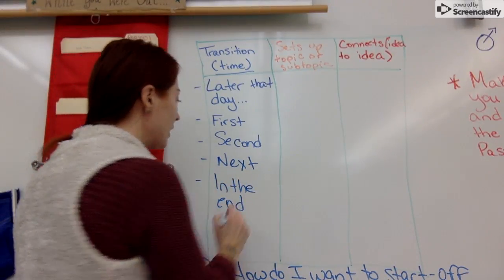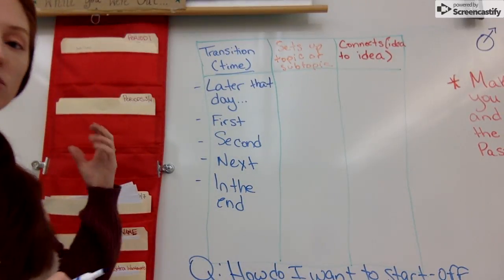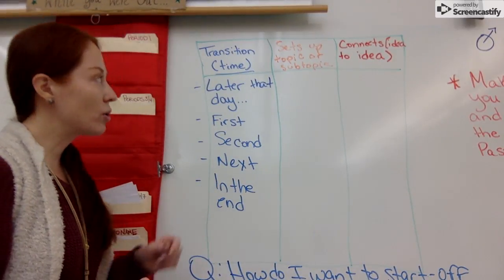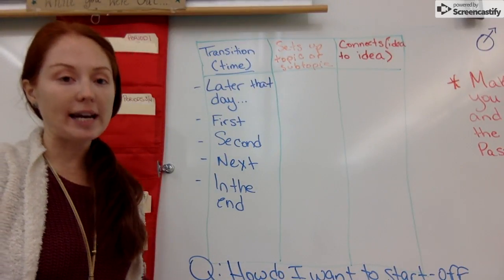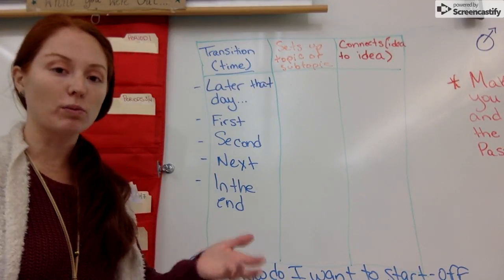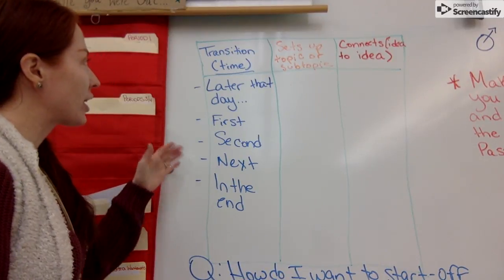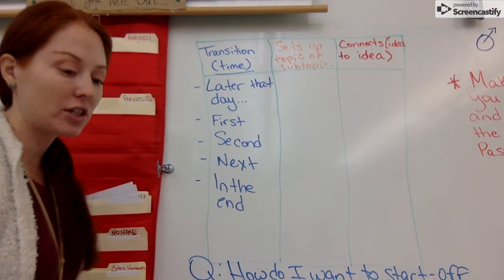In the end, right? These are things that are going to signal transitions for time. So in almost a list-like fashion or sequence, in terms of a text structure that's dealing with sequential movement or time, you're going to look at things that deal with time as far as transitions.